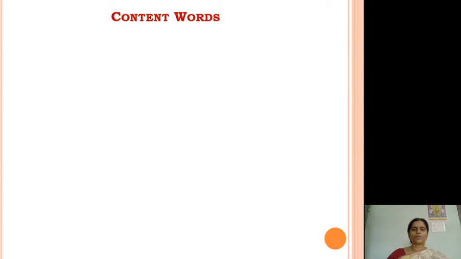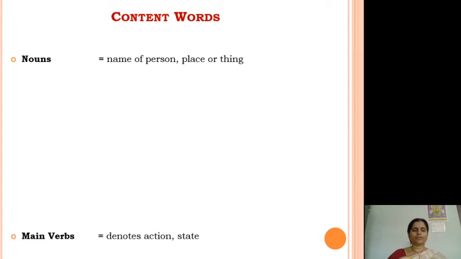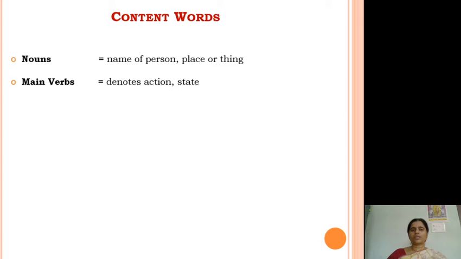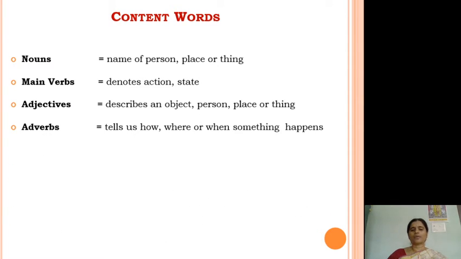Now, what are content words? What category of words falls under content words? Nouns, as you know, are called naming words. The name of a person, place, or thing is called a noun. And main verbs denote action or state of being. And adjectives describe a noun. And adverbs tell us where or when something happens. All these words come under content words. So nouns, main verbs, adjectives, adverbs, all these four categories of words are called content words.